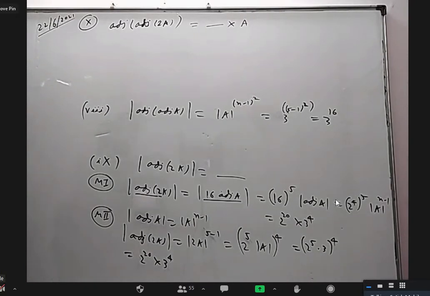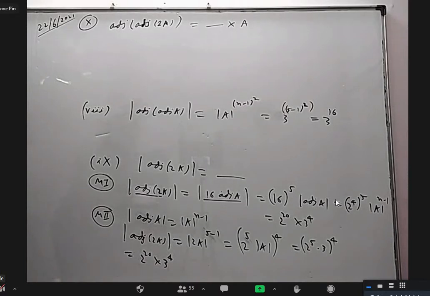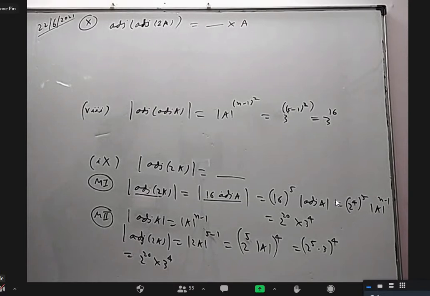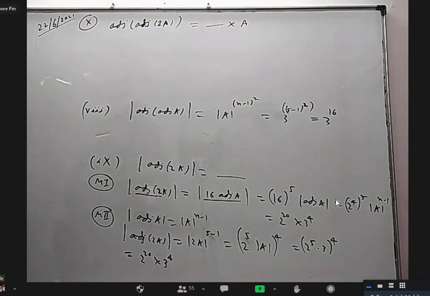So first boy, you want to change your answer? Or you also meant 2 power 5 into 3 whole cube only? Whole cube only. Sir, you said whole cube only. Okay. Rohit.